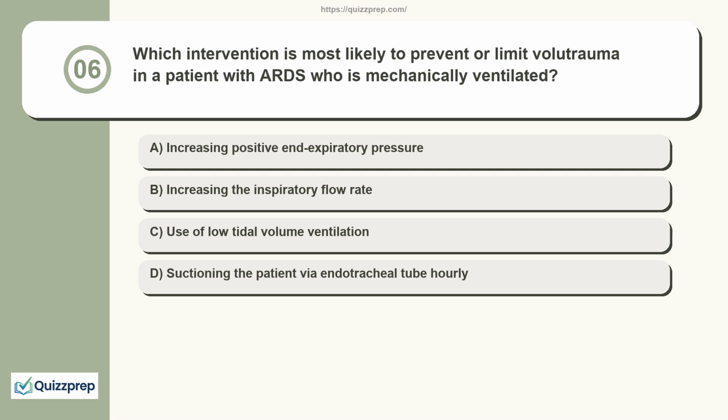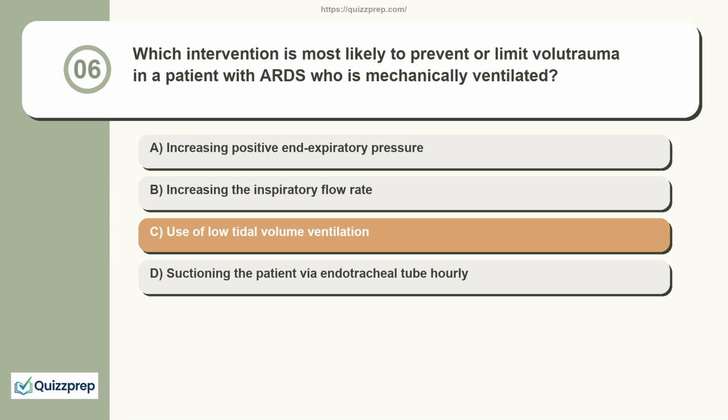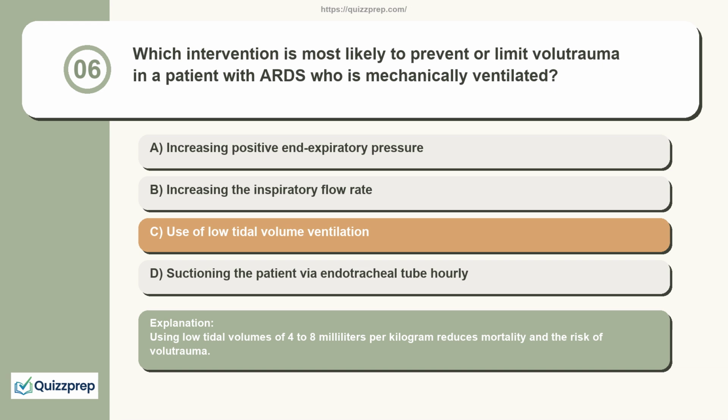Question 6. Which intervention is most likely to prevent or limit ventilator-induced lung injury in a patient with ARDS who is mechanically ventilated? Increasing positive end expiratory pressure, increasing the inspiratory flow rate, use of low tidal volume ventilation, suctioning the patient via endotracheal tube hourly. Using low tidal volumes of 4 to 8 milliliters per kilogram reduces mortality and the risk of ventilator-induced injury.